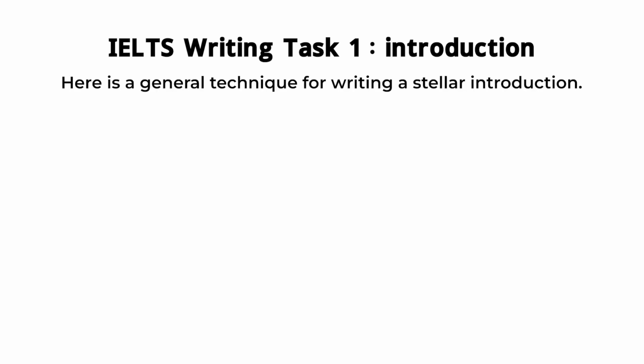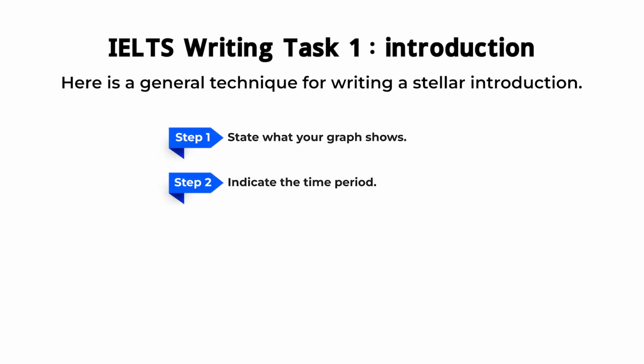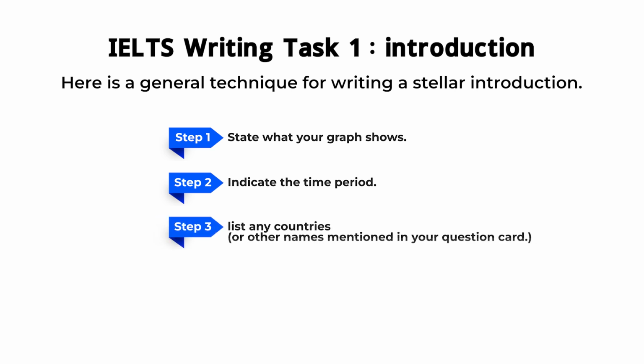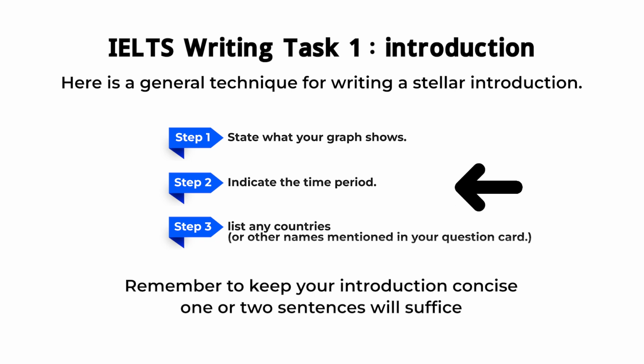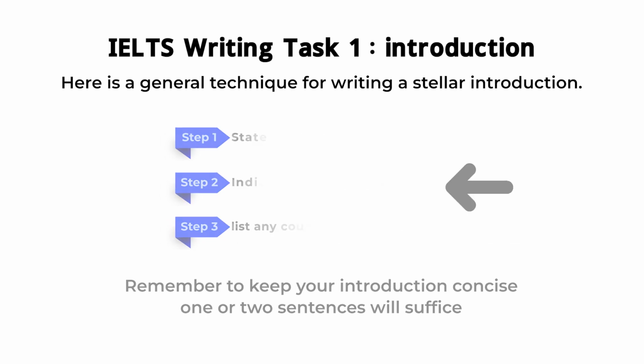Here is a general technique for writing a stellar introduction. First, state what your graph shows. Next, indicate the time period. Finally, list any countries or other names mentioned in your question card. Remember to keep your introduction concise. 1 or 2 sentences will suffice. Whether you're describing a graph or a diagram, this technique is applicable to all IELTS Writing Task 1 questions.